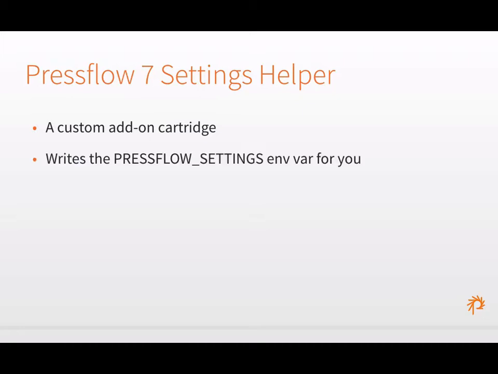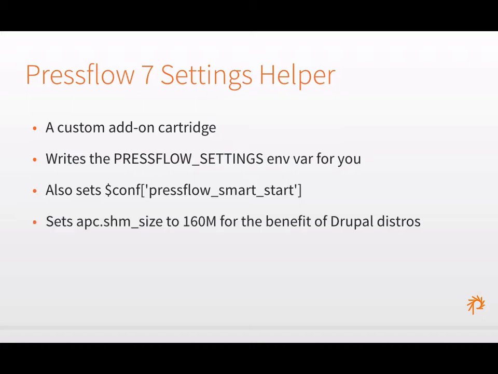So I made a cartridge. It's a pretty simple one, and most of what it does is write this Pressflow settings environmental variable for you. It also sets conf, you know, Pressflow smart start to true. To your question earlier, this also sets APC's shim size to 160 megs. So if you're installing Open Atrium, which has a lot of modules and needs a lot of APC size, that'll do it. And I think I might have made that configurable with an environmental variable too. I don't remember. So this is the link to it on GitHub.